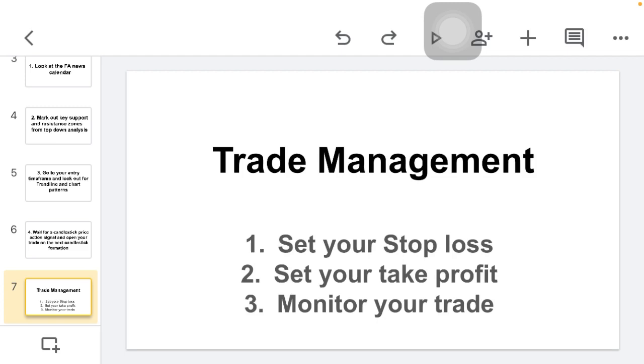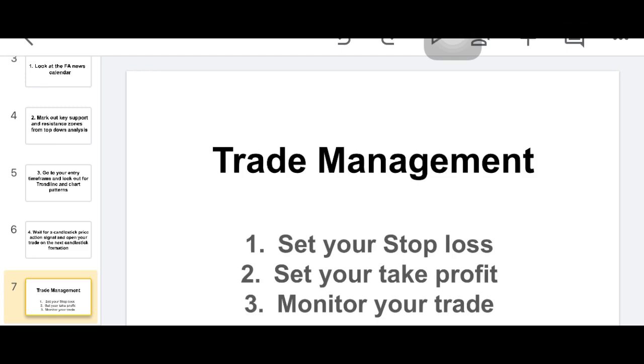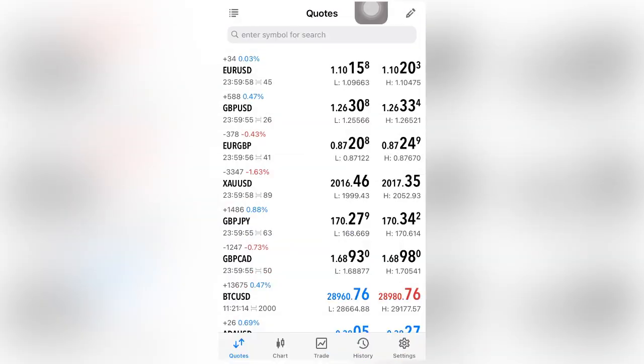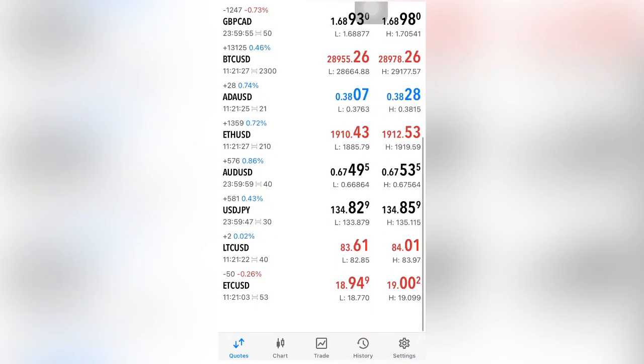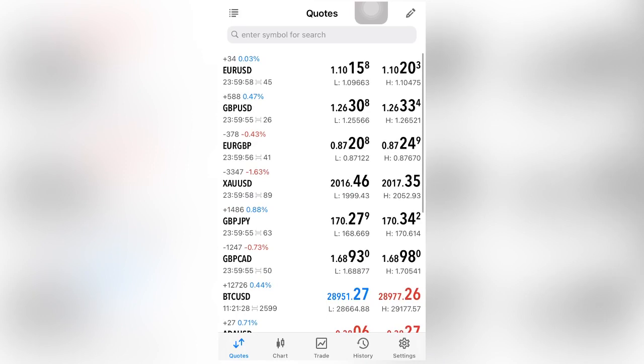Now let me take you to the practical aspect of this training. As you can see here now, I have taken you to the mobile app MT4 for the practical. And as I'm scrolling, I'm seeing financial instruments that I need to trade.